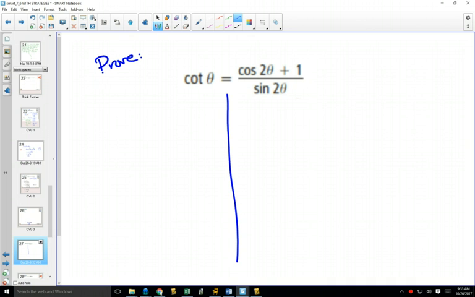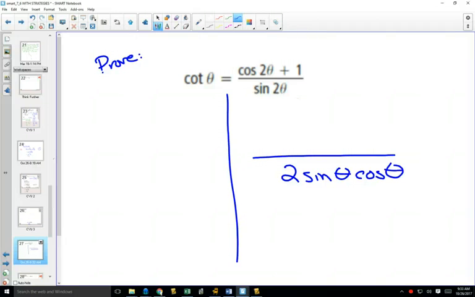I would start by changing my sine 2 theta, because what is my only option to change it to? So the only thing I can change sine 2 theta to is 2 sine theta cos theta. Now with your cos 2 theta, you have 3 options to trade in for that one there. And the way to figure out which one is the best is to look at the rest of what you have up there in the numerator.